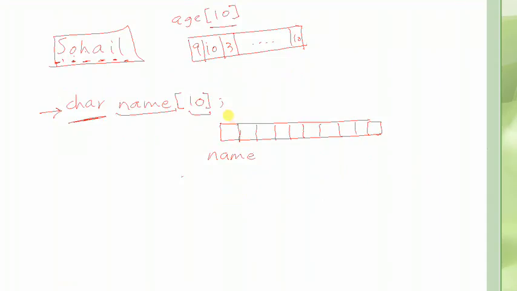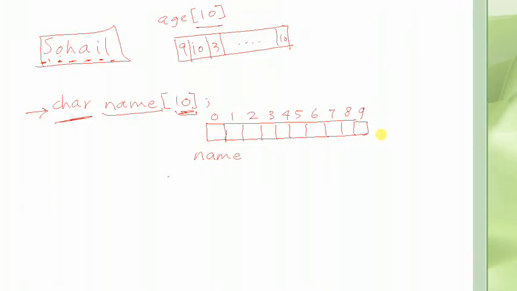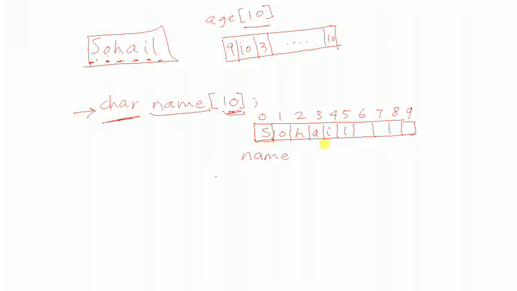And as we learned before, these are numbered 0 1 2 3 4 5 6 7 8 and 9. These are the indices of these elements. The index ranges from 0 to one less than the total number of elements. So this is how the string name can be conceptualized in memory. In each one of those I can store one character, so I could store S here, O here, H here, A here, I here, and L here. This is how I store my name in the string name.